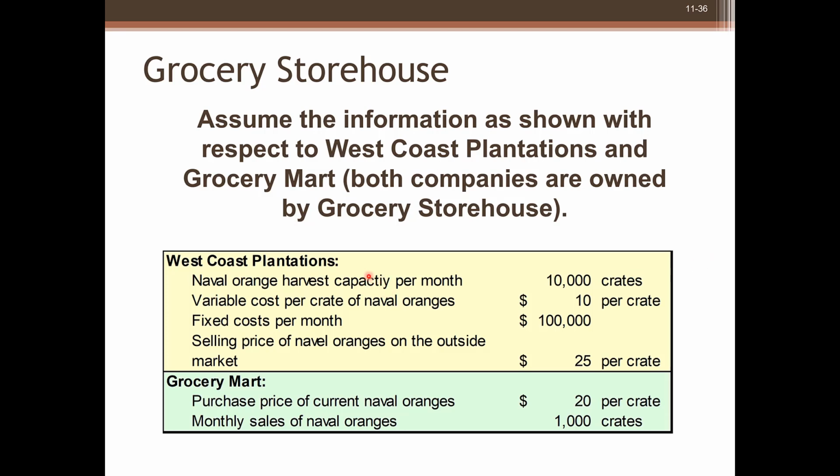For West Coast Plantations, navel orange harvest capacity per month, 10,000 crates. Variable cost per crate, $10 per crate. Fixed costs per month, $100,000. And selling price for navel oranges on the outside market, $25 per crate. For Grocery Mart, purchase price of current navel oranges, $20 per crate, and monthly sales of oranges, 1,000 crates.